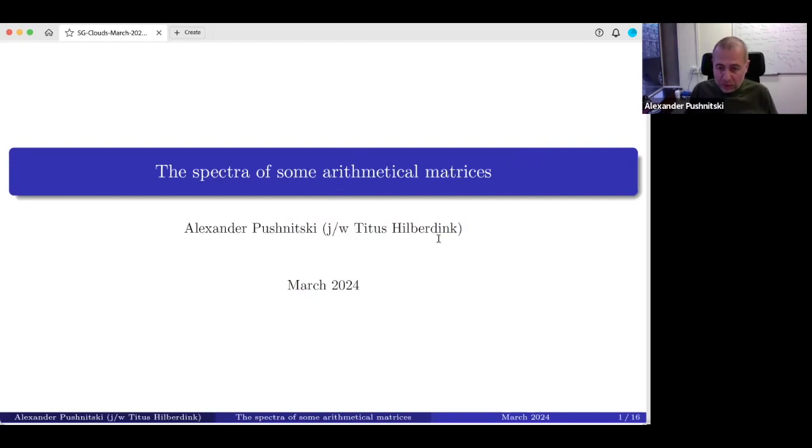So this is joint work with Titus Hilberding, who, in contrast to myself, is a number theorist. He was in Reading when this work was going on, and now he has moved to China, to Nanjing.